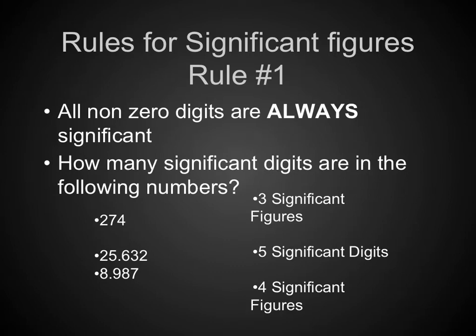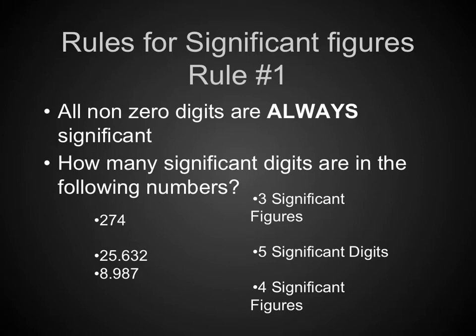So let's take a look at rule number 1. Rule number 1 says all non-zero digits are always significant. Write that in your interactive notebook so that you have it. Okay, now that we got that in our notebooks, let's talk about what a non-zero digit is. A non-zero digit is any number that is not a zero. So it could be the number 1, 2, 3, 4, 5, 6, 7, 8, or 9. It is not a zero. Those are the only digits that we have to work with, from 1 through 9.